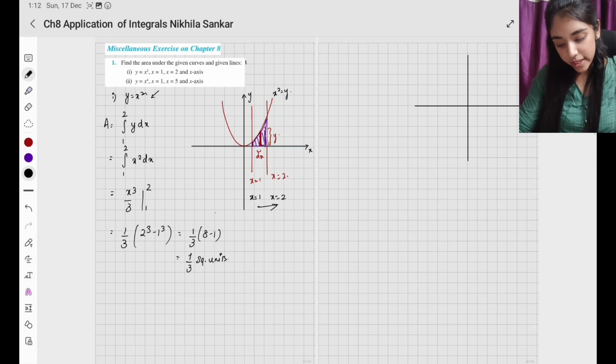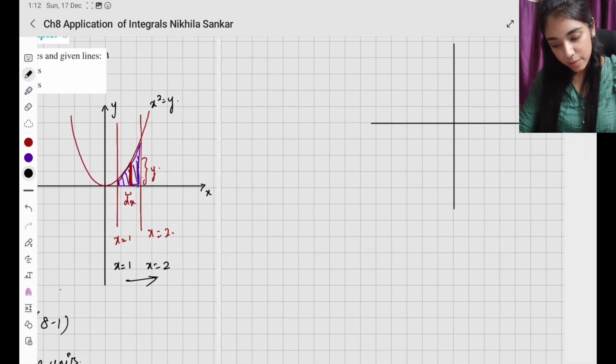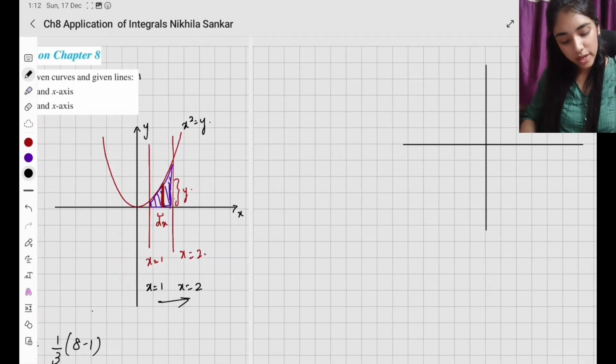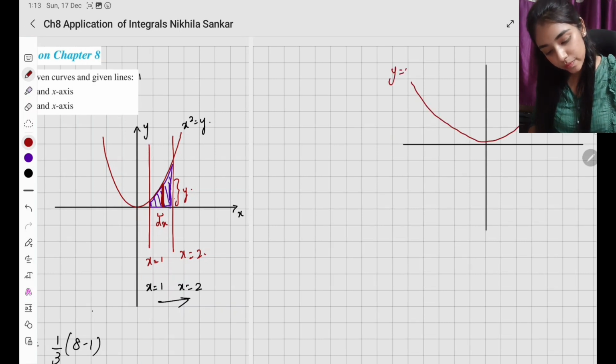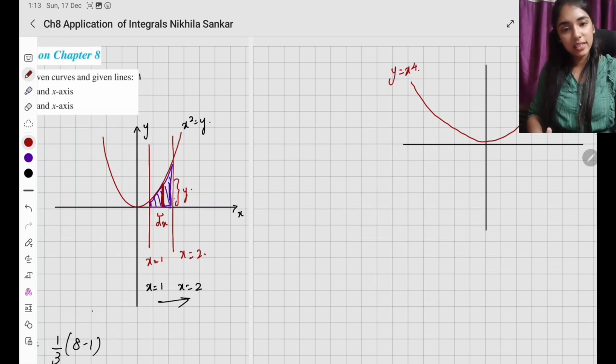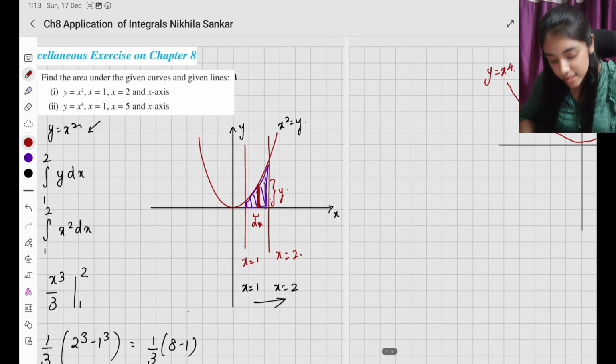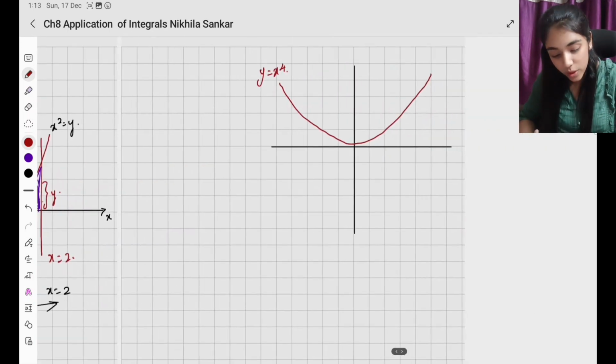Now the second question. I have y equals x power 4 and x is equal to 1, x is equal to 5. Now this is also going to be similar. What will the curve of x power 4 look like? It is also going to look something like that, but a little more spread out. This is y equals x power 4. It need not be very detailed. It is going to be a little more bulged out, but that doesn't really matter. And I have x is equal to 1 and x is equal to 5.